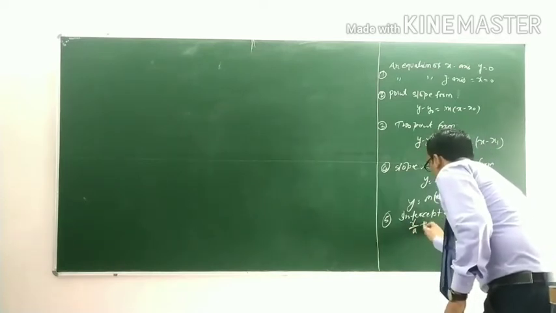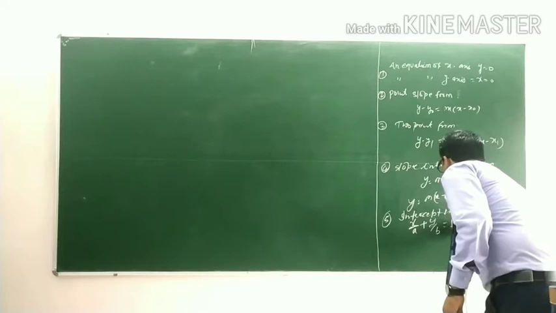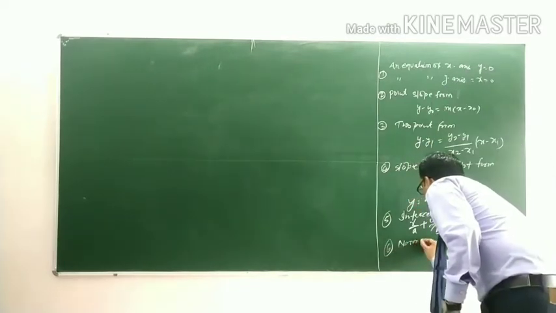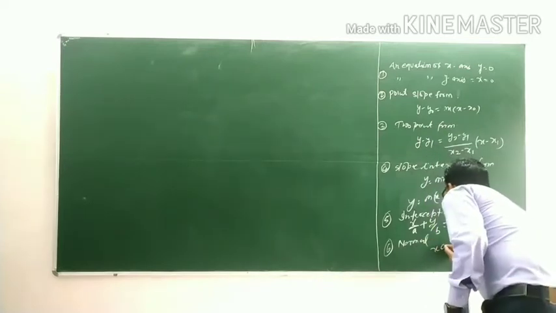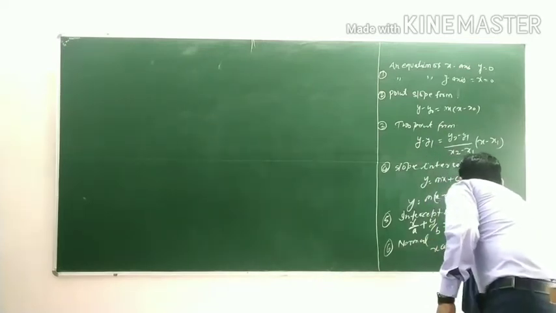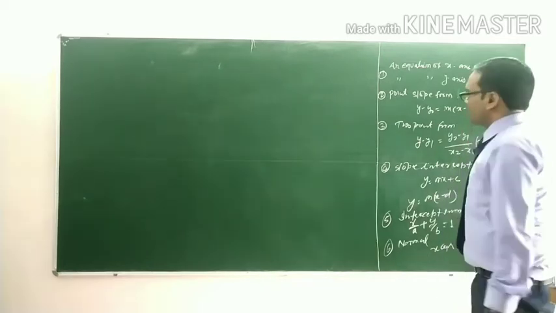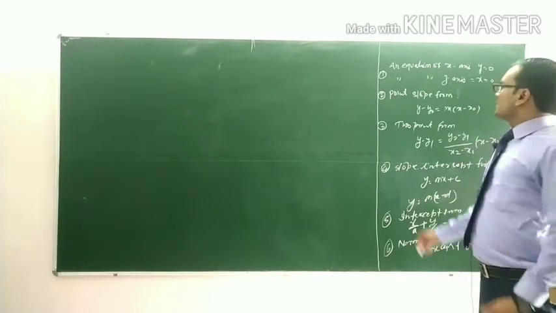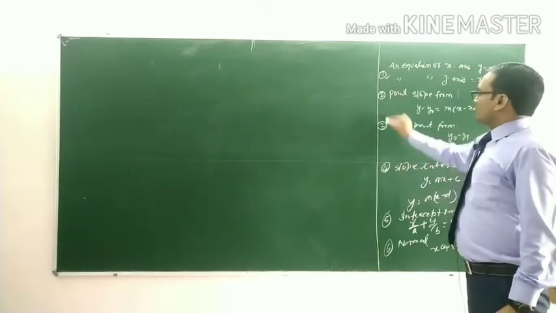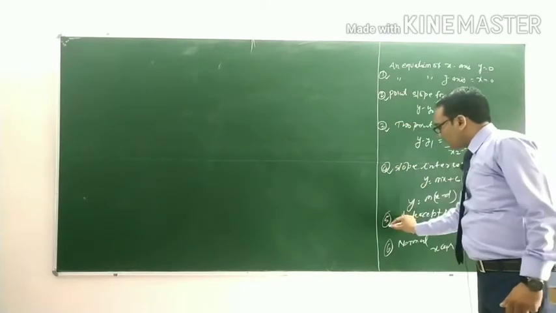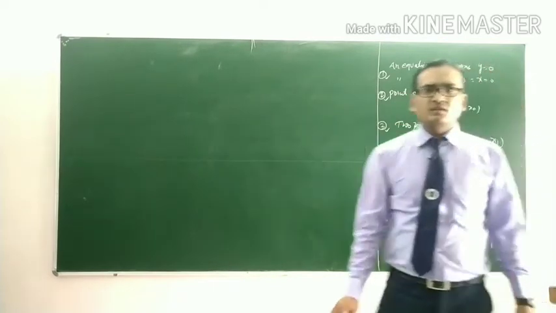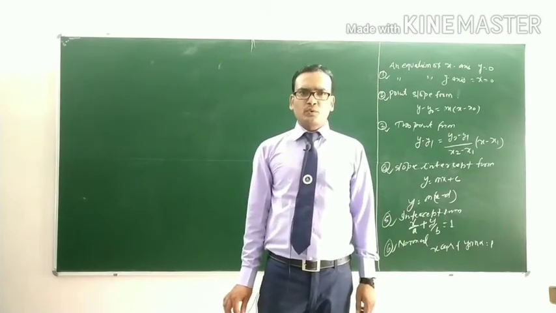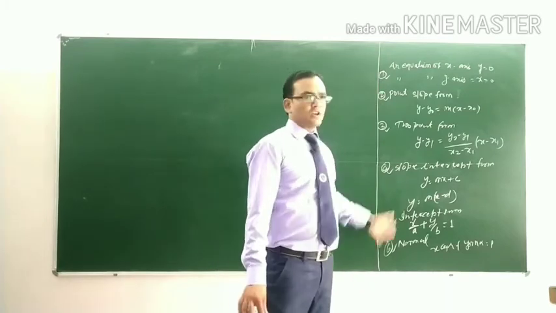The fifth is the intercept form, x upon a plus y upon b equal to 1, and the sixth is the normal form, x cos alpha plus y sin alpha equal to p. We have learned these six forms in the previous lecture. Today we are going to solve exercise 10.2 related to these formulas.